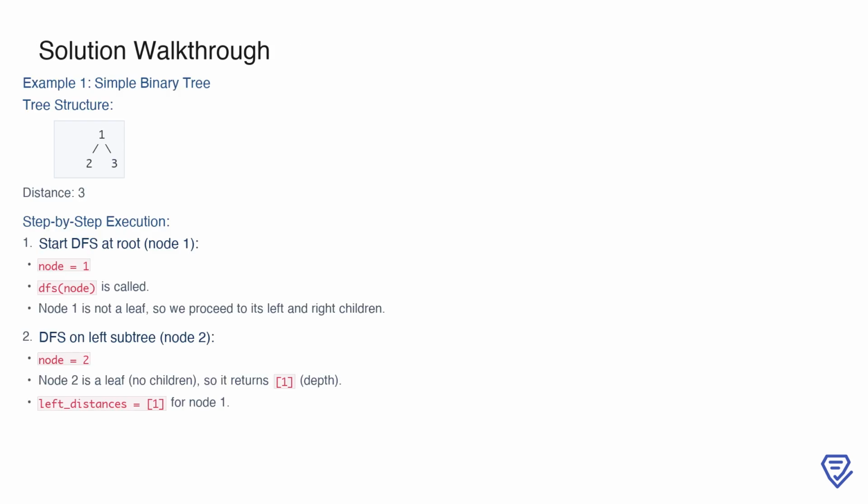Here, we start with a simple binary tree consisting of 3 nodes, 1, 2, and 3. The goal is to find good leaf node pairs within a distance of 3. To solve this, we use a depth-first search, or DFS, approach. Starting at the root, node 1, we see that it is not a leaf, so we proceed to explore its left and right subtrees. First, we perform DFS on the left child, node 2. Node 2 is a leaf because it has no children. As a result, it returns a list containing the depth, 1, to its parent, which is node 1. These depths are stored in the left_distances array for node 1. This completes the exploration of the left subtree.